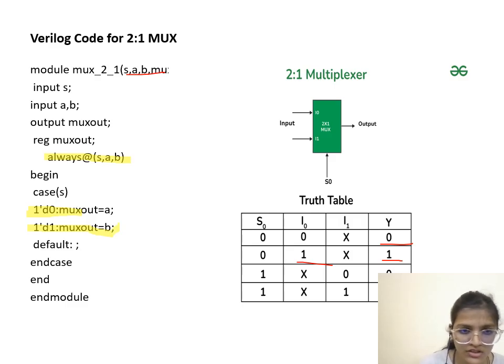These are the two cases, but there is one other case that can happen, when we give some unexpected value for S. In that case it does nothing. End case indicates the ending of the cases, end defines the ending of the always block, and end module defines the ending of the module.